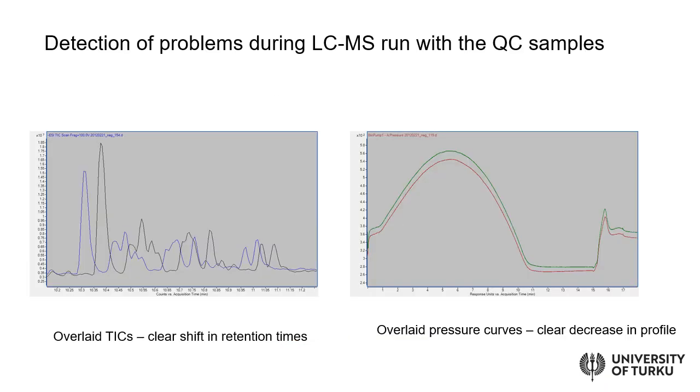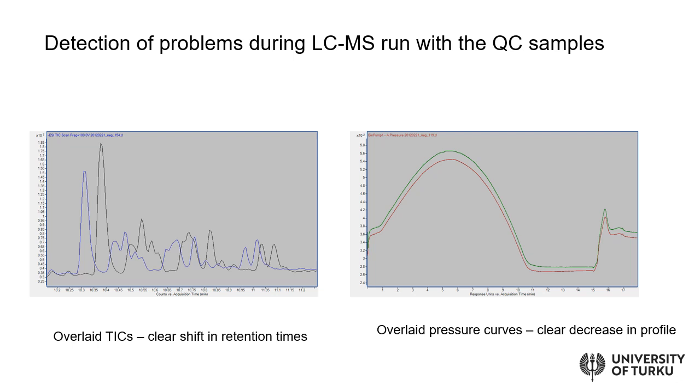And also here are a couple of situations where, as you can see, it's not perfectly overlaid. So for example, here on the left-hand side, there are chromatograms which are overlaid, but there is a clear shift in the retention times. So in this kind of situation, you know that there is obviously something wrong with the analysis, and you probably need to make some adjustments or even repeat part of the analysis.